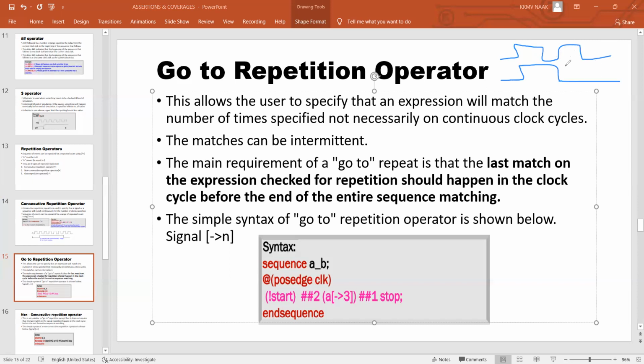So here the sequence will end. In this clock, your sequence will end. So before that, your signal should be high. By using this go to repetition operator, what is the signal associated with it? The last match. The third time A should be high before the end of sequence. Okay. Clear?